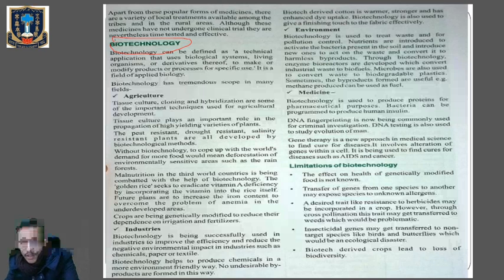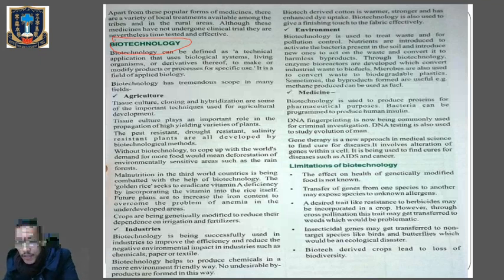That is true. A desired trait like resistance to herbicides may be incorporated in a crop. However, through cross-pollination, this trait may get transferred to weeds, which would be problematic. That means we are developing a crop which is resistant to herbicides. But by chance, if those genes from the crop are transmitted to the weeds, then the weeds also become resistant to those herbicides.